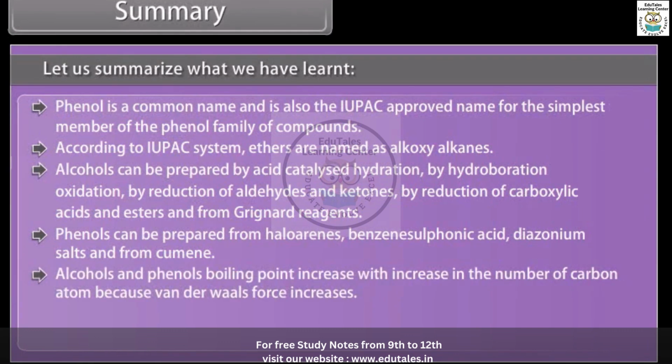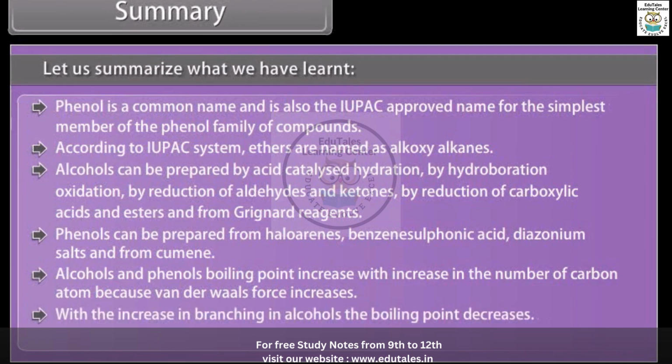Alcohols and phenols' boiling points increase with increase in the number of carbon atoms because van der Waals force increases. With the increase in branching in alcohols, the boiling point decreases. Generally, alcohols and phenols are soluble in water.